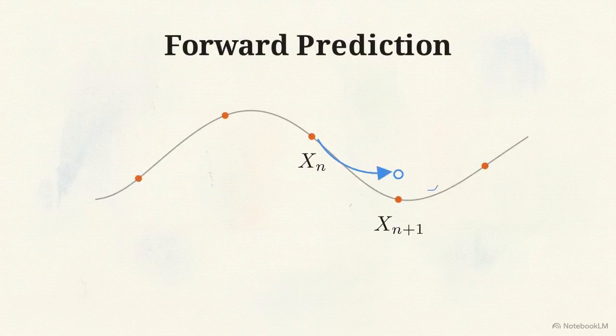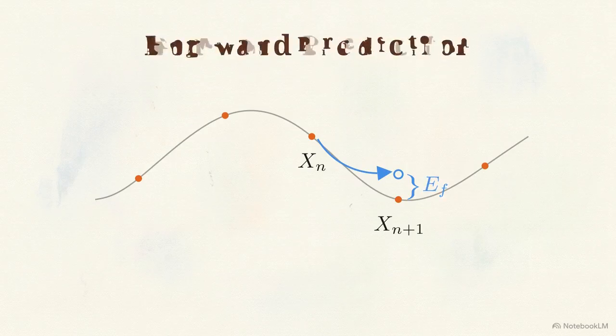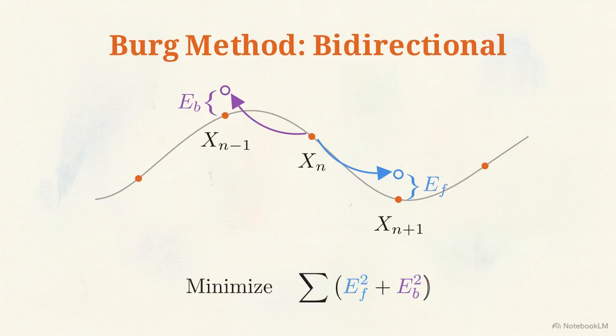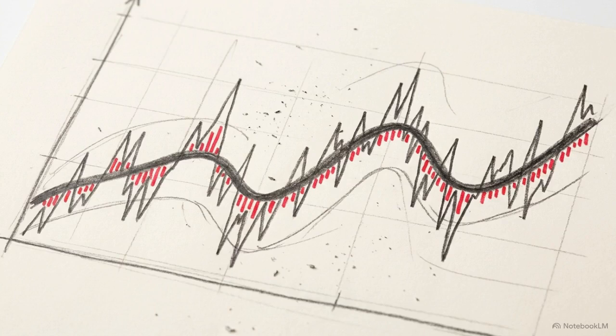Standard methods look at forward prediction error, E sub f, measuring how well a sample predicts the one that follows it. But the Burg method is bidirectional. It simultaneously calculates the backward prediction error, E sub b, to see if the sample can accurately predict the past. By minimizing the sum of both the forward and backward errors, the algorithm creates a much more stable and accurate model of the signal. The result is clear.